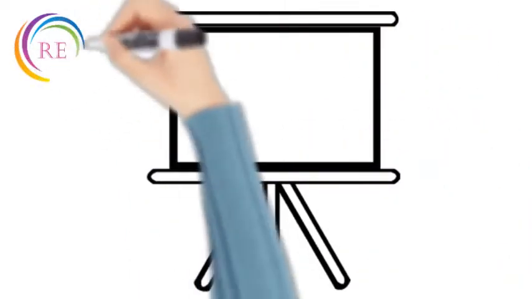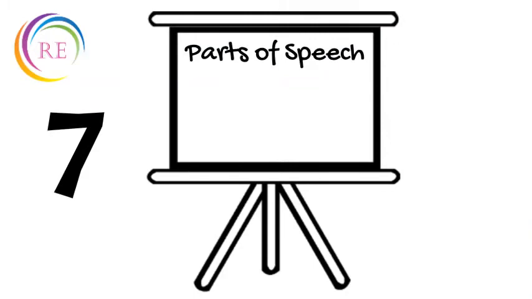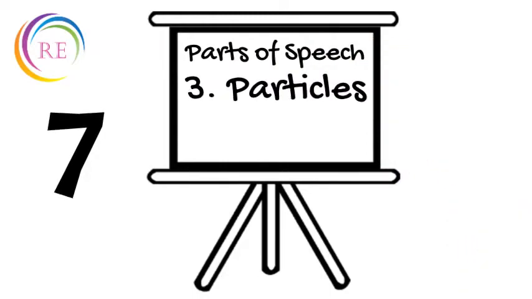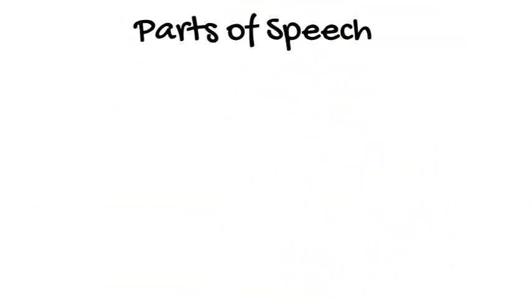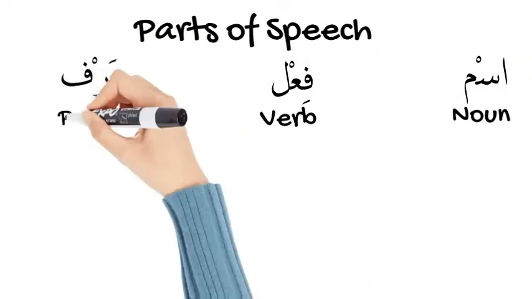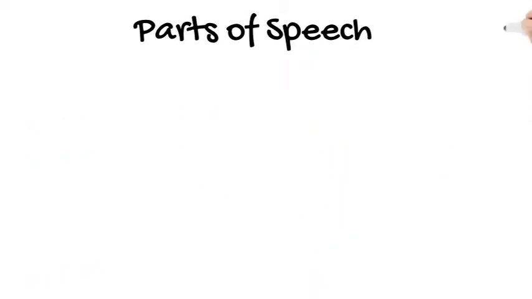This is lesson number 7 in this Quranic Arabic Simplified series, and we'll continue to talk about parts of speech in the Arabic language. And in this video, we'll talk about the third category or the third part of speech, which is particles or al-harf. So in a previous video, we said that the parts of speech in Arabic are either ism, noun, fi'l, verb, or harf, particle. And today we'll talk about particles or al-harf.